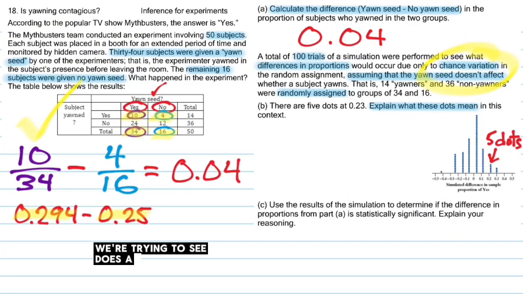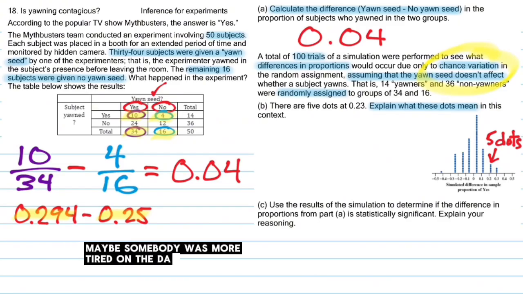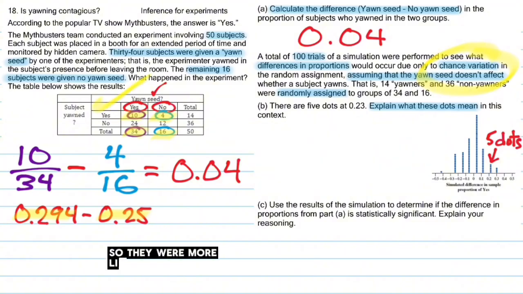We're trying to see, does a yawn seed actually influence you, or did this result happen just because certain people were assigned to different groups? Maybe somebody was more tired on the day this study was being done, so they were more likely to yawn. Or maybe somebody just naturally doesn't need a lot of sleep, so they're not generally tired. This is chance variation in random assignment.